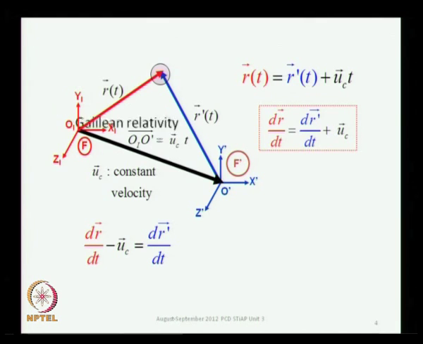Now, this is Galilean relativity. This makes a certain assumption that the speed of light is infinite, and all of these conclusions are consistent with this assumption, and as long as you do not question this assumption, you are okay. So, the relative velocity as seen by two observers depends on their relative motion.